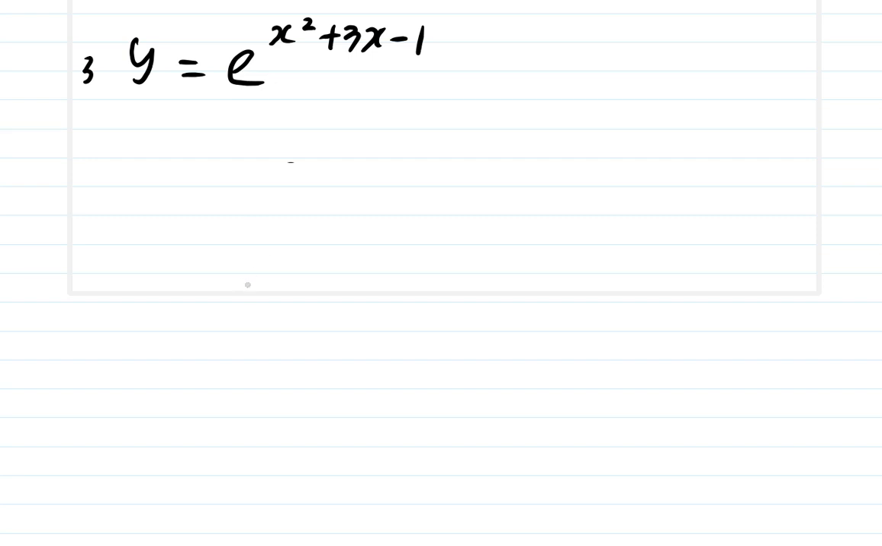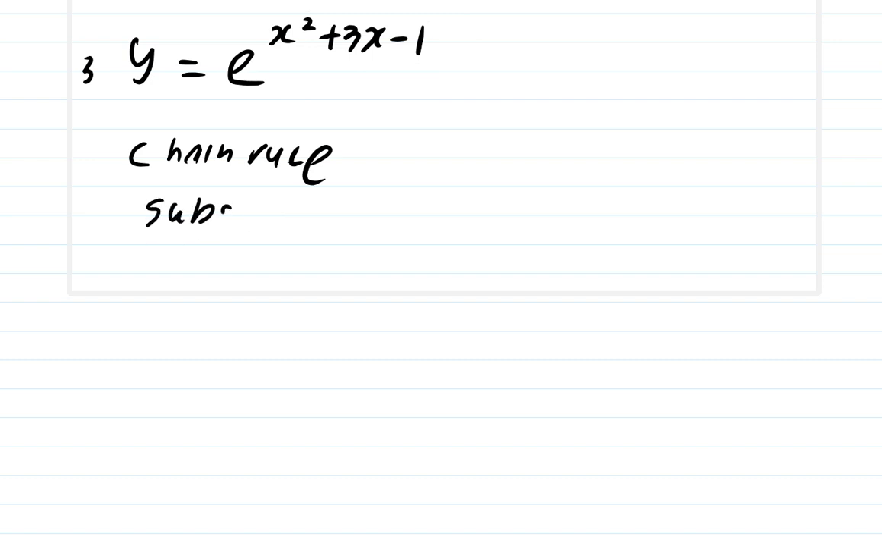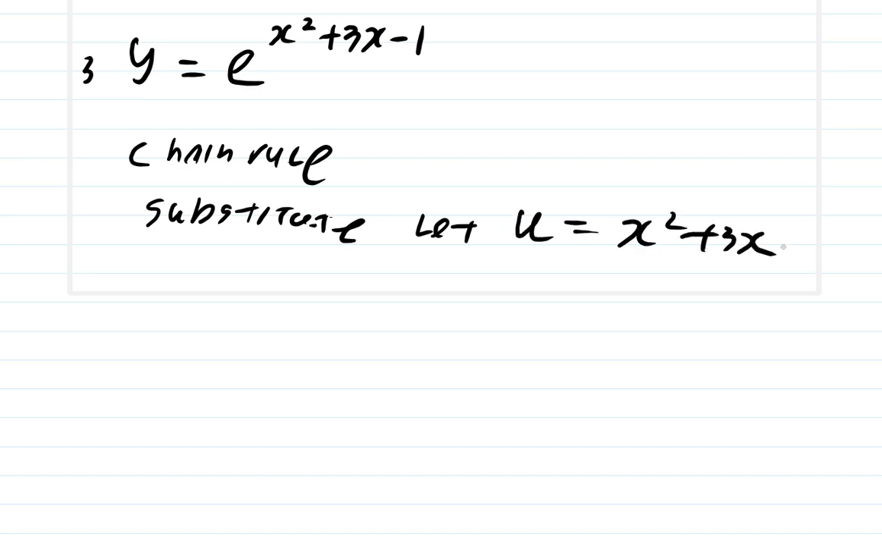Now here, in this case, you're going to have to use what they call a chain rule for number 3. That is a function within a function. You have e to the something here as one function, and then you have the x squared plus 3x plus 1 as another function. So let's see how it goes. You substitute. Alright? So you let u be equal to x squared plus 3x minus 1. Therefore, y is equal to e to the u. So the two variables you have here are y and u.